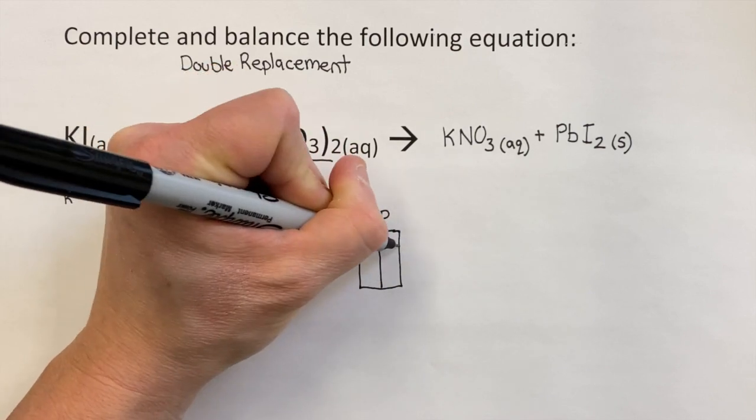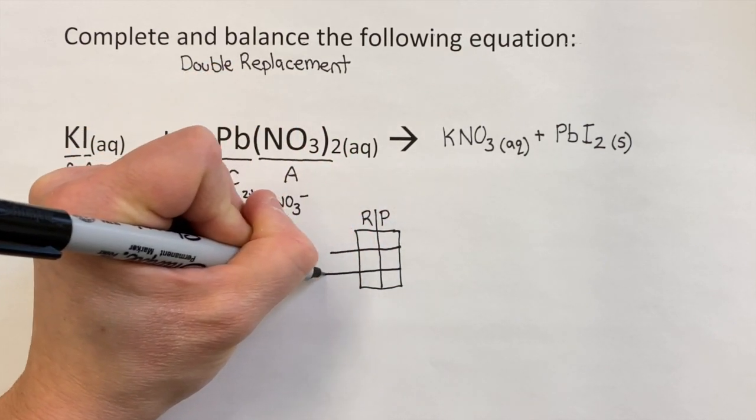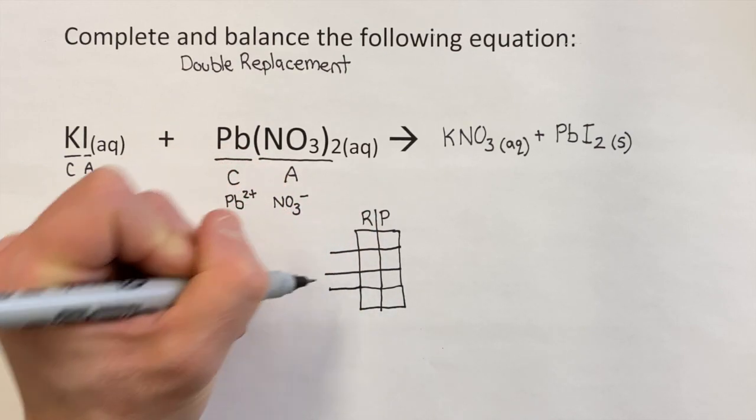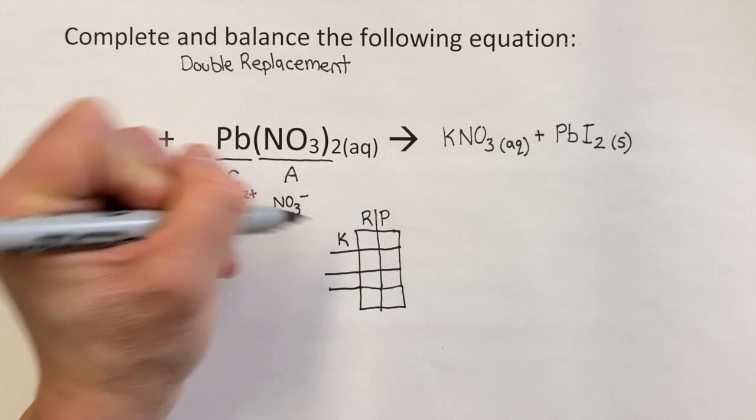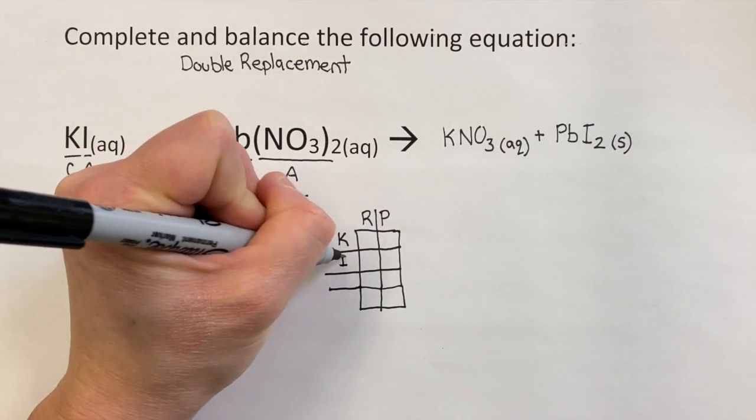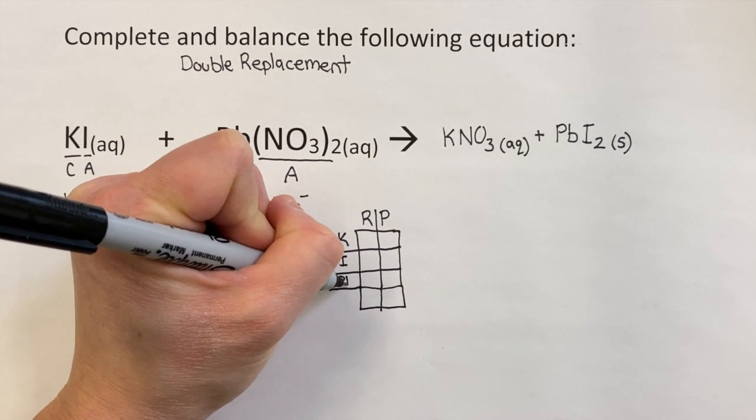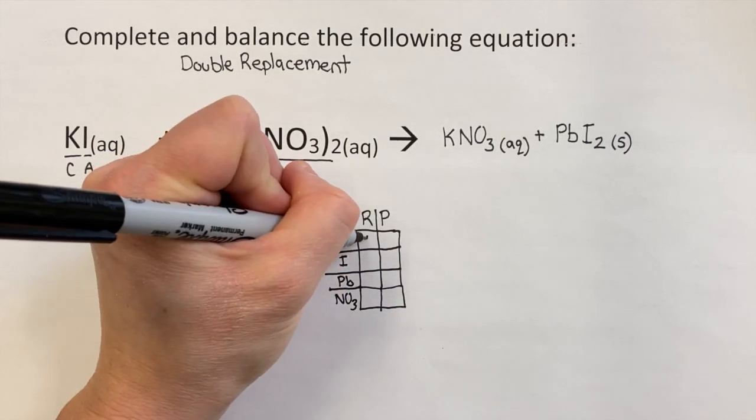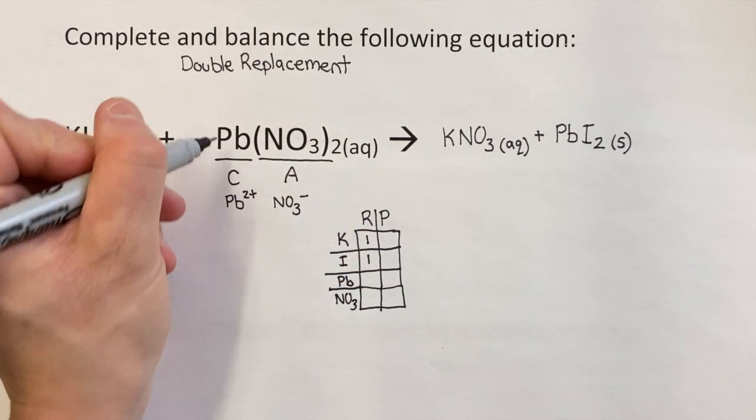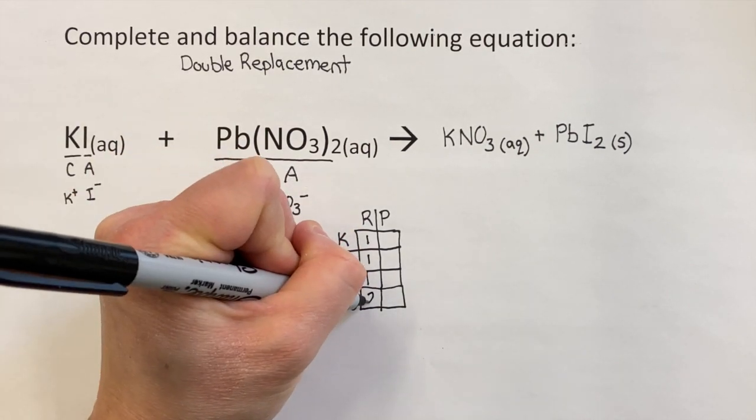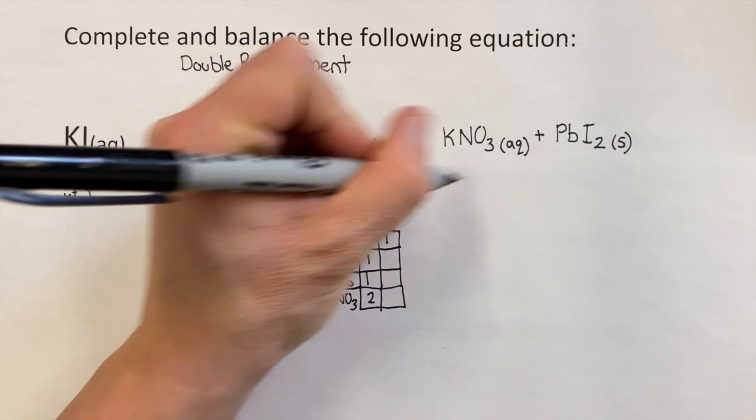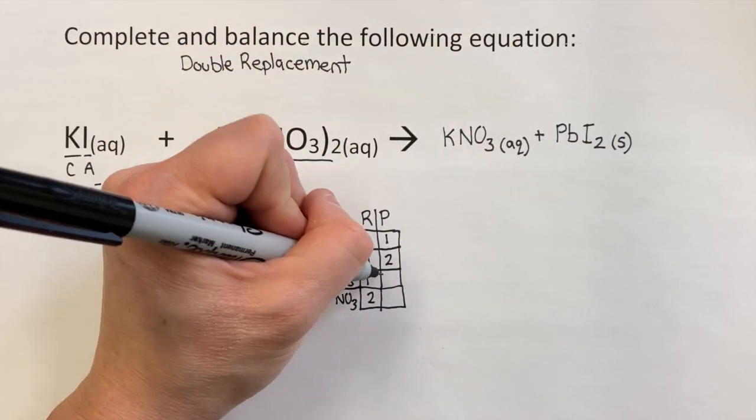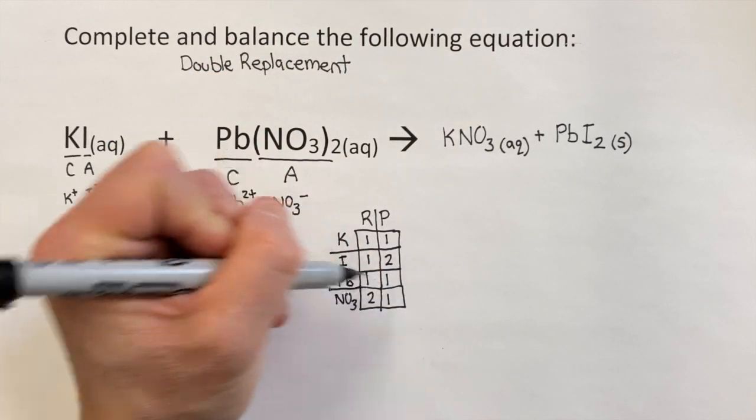My last step is to check and see whether my reaction is balanced. Again, you can leave your polyatomics together. So I have K, I, Pb, and NO3. On the reactant side I have 1 potassium, 1 iodide, 1 lead, and 2 nitrates. On the product side I have 1 potassium, 2 iodides, 1 lead, and 1 nitrate.